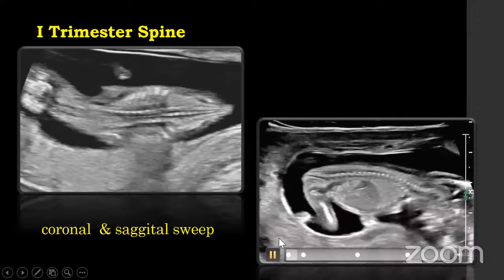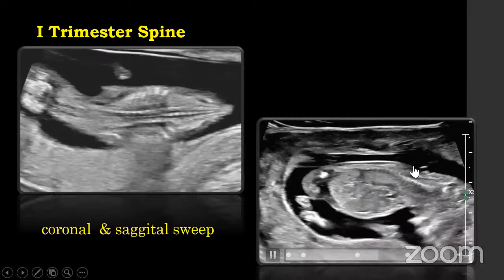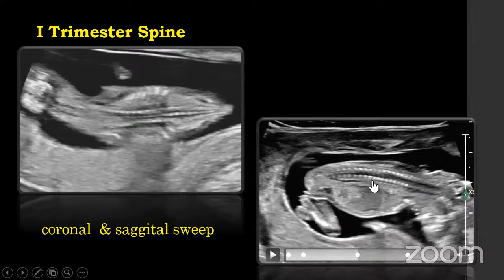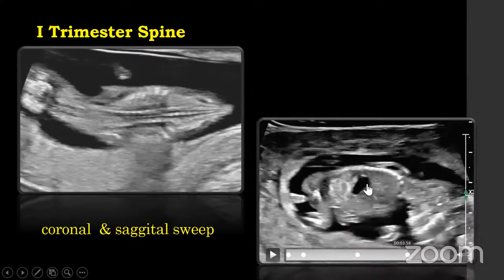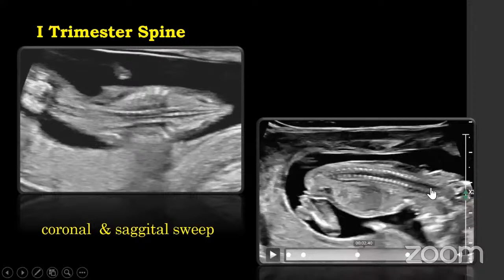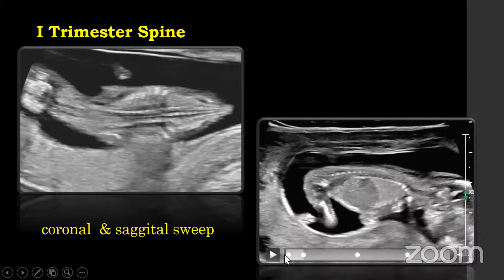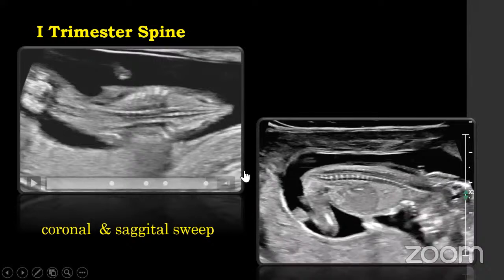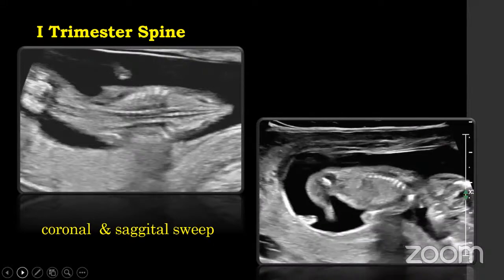And again, in this case, I'm appreciating the skin covering the spine, I'm appreciating the stomach. I'm also completely seeing the vertebral bodies, right? I'm seeing the diaphragm, I'm seeing the stomach bubble, the lung fields. Then I'm seeing the bony elements of the spine. I'm seeing the skin covering the spine, right? So you're completely able to appreciate the vertebral bodies of the spine. So your coronal sagittal sweep in first trimester covers your entire evaluation of the spine.